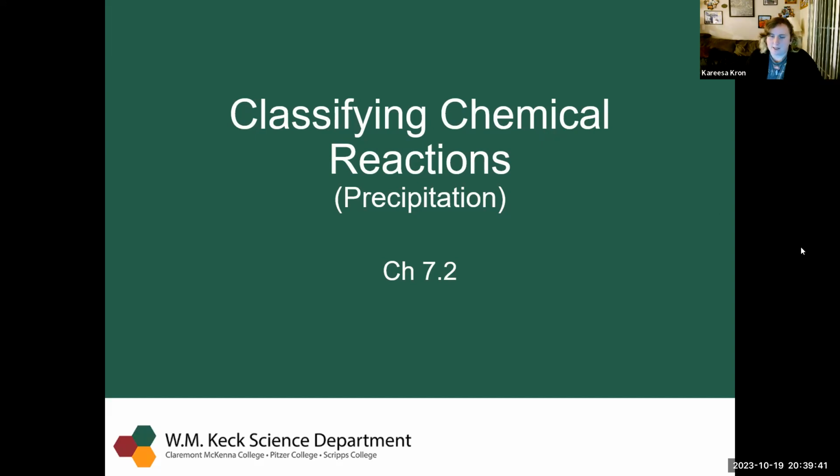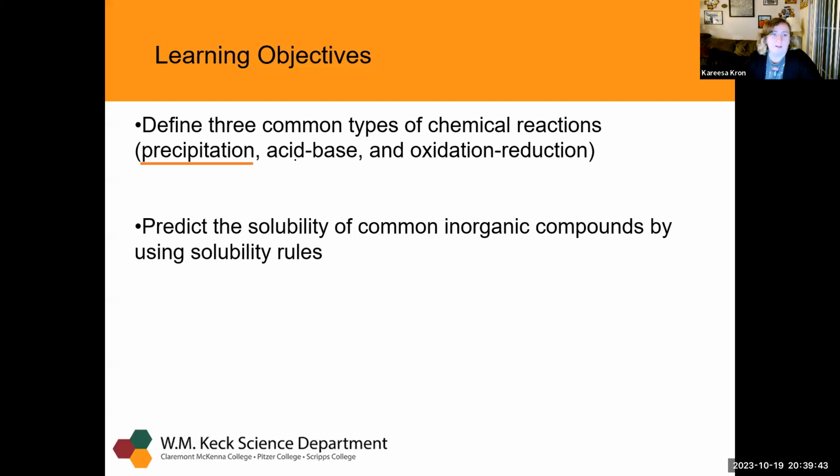Our learning objectives for today are to define three common types of chemical reactions, but specifically, we're going to talk about precipitation, and my next two videos are going to talk about acid-base reactions and reduction reactions. And in order to help us predict and describe precipitation reactions, we're also going to practice predicting the solubility of common inorganic compounds using some solubility rules.